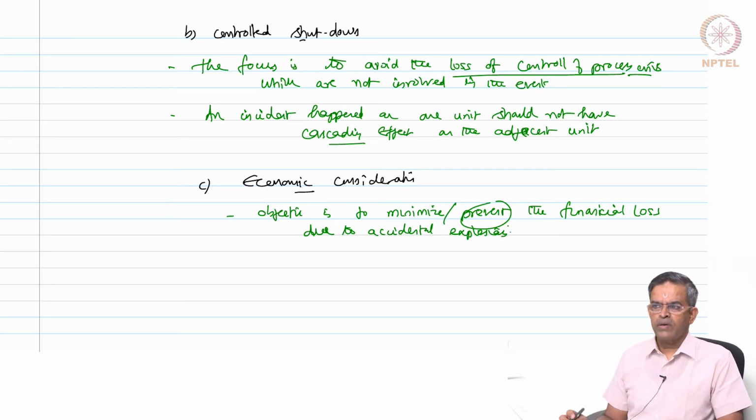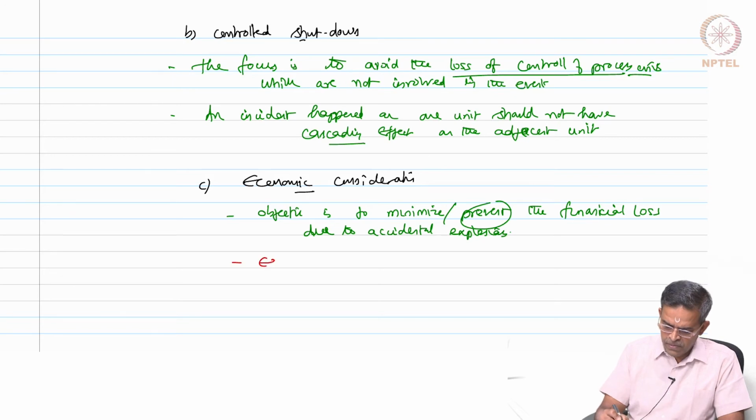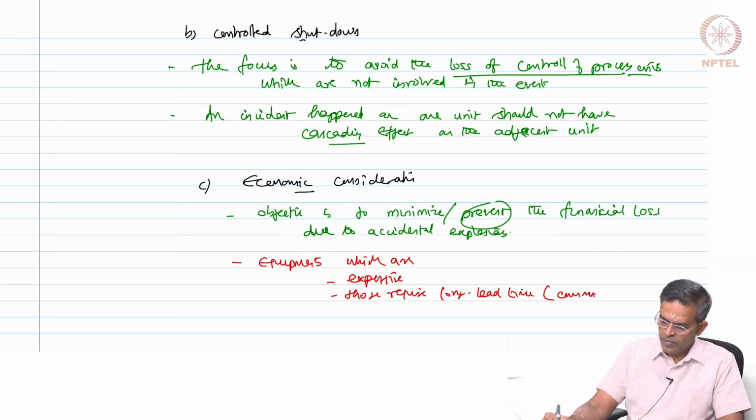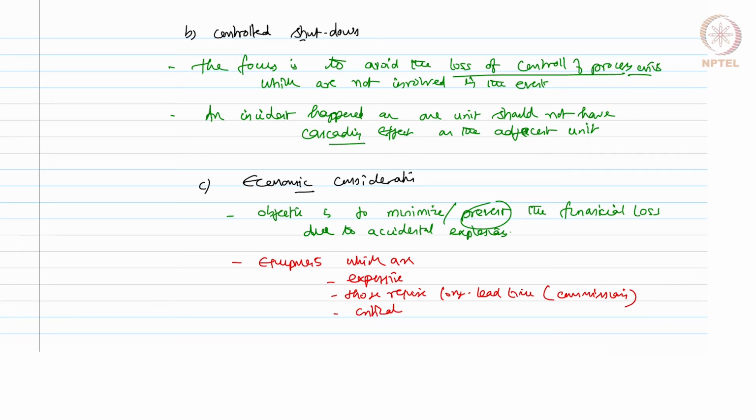Facilities with critical or essential equipments which are expensive and those require long lead time to procure should be protected. Okay. Equipments which are expensive, those which require a long lead time for commissioning, those which are critical, should be protected.